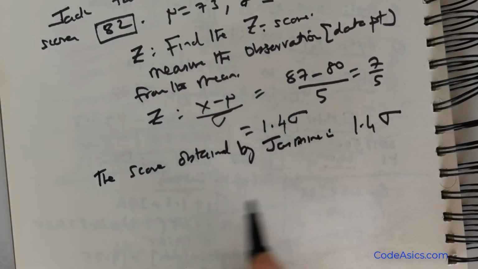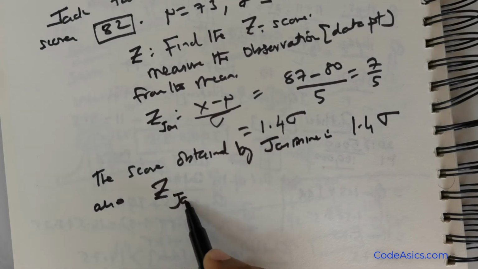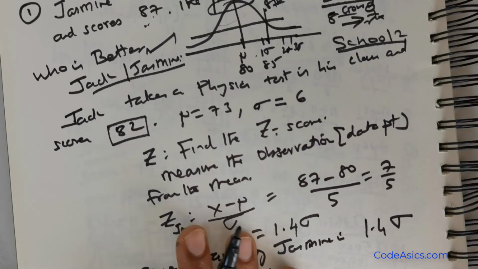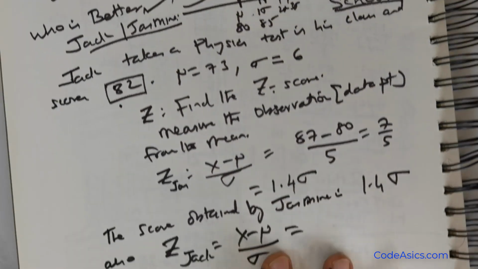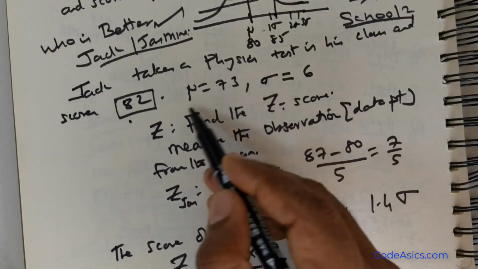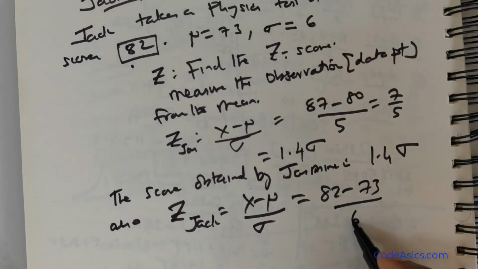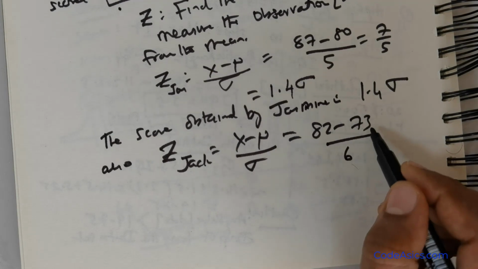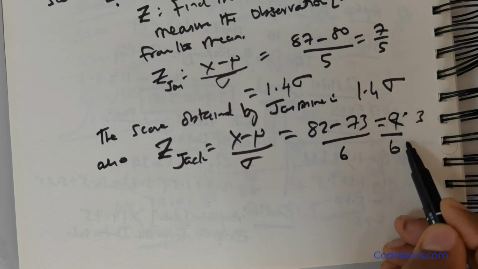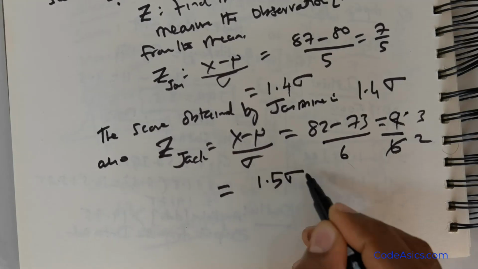Now let's calculate the next z. So this is for z Jasmine, this is for z Jack. X minus mu divided by sigma. What is my x? Jack takes a physics test and he scores 82. 82 minus mu, the mean is 73, divided by the standard deviation, which is 6. So what is this value? This is going to be 9 divided by 6. 3 divides here 3 times, 3 divides here 2 times. So this is going to be 1.5 sigma.